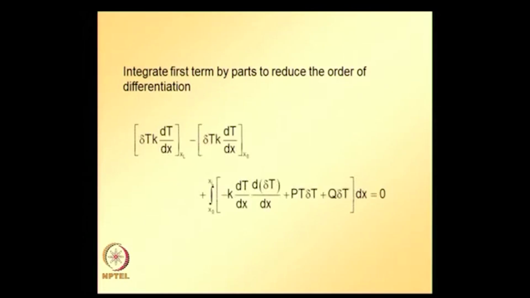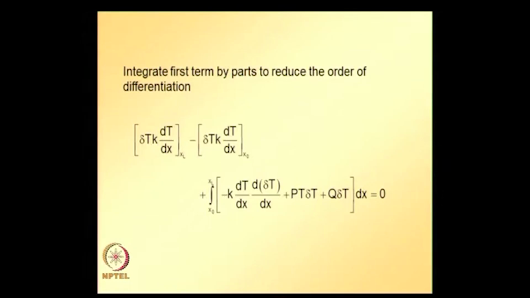So when you do integration by parts on the first term, we get this equation, and you can see the terms inside the integral. Some of these can be further rewritten using the variational identities that we learnt in the earlier lectures.